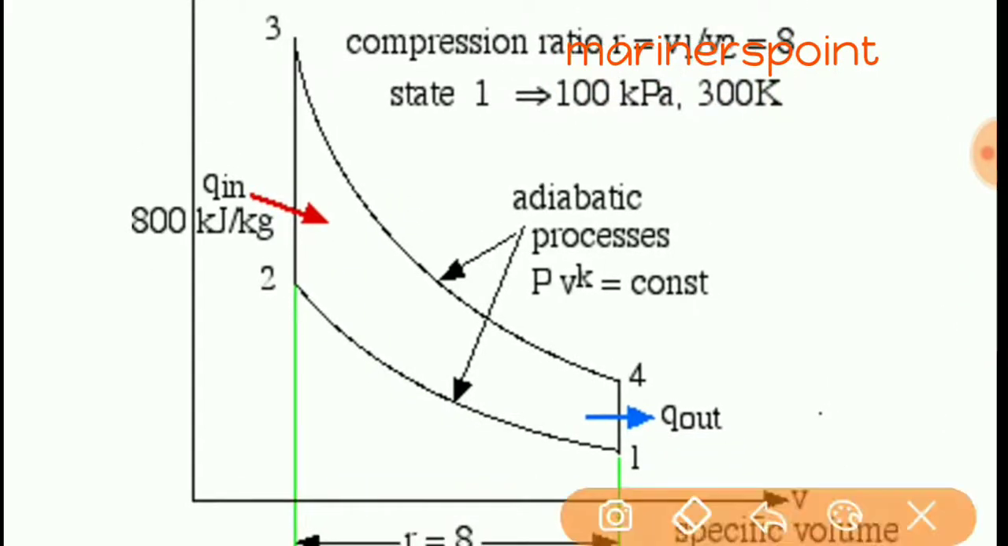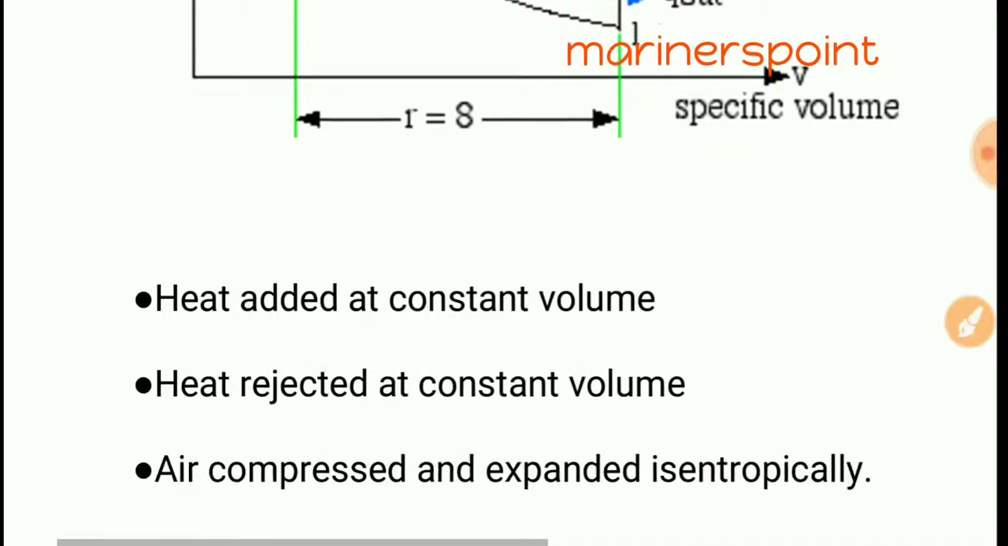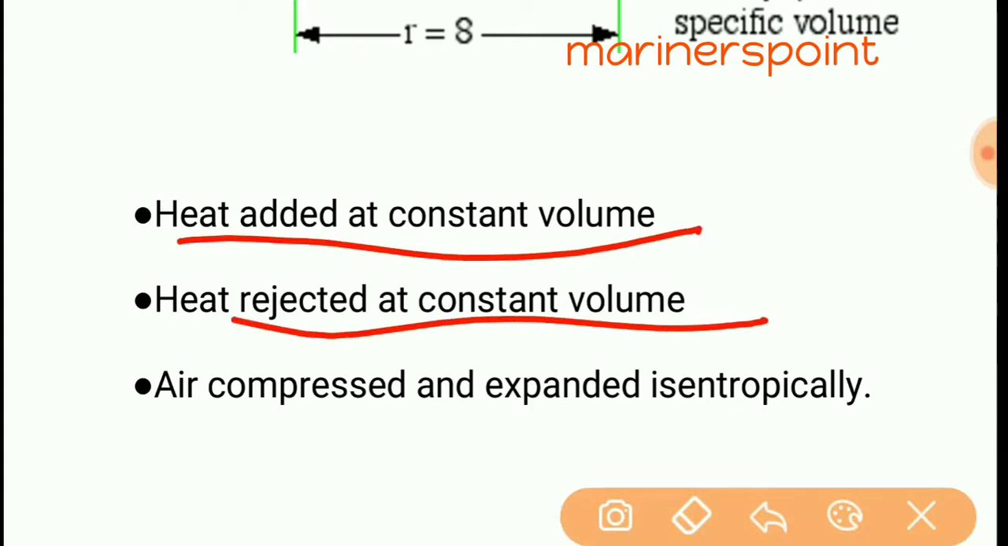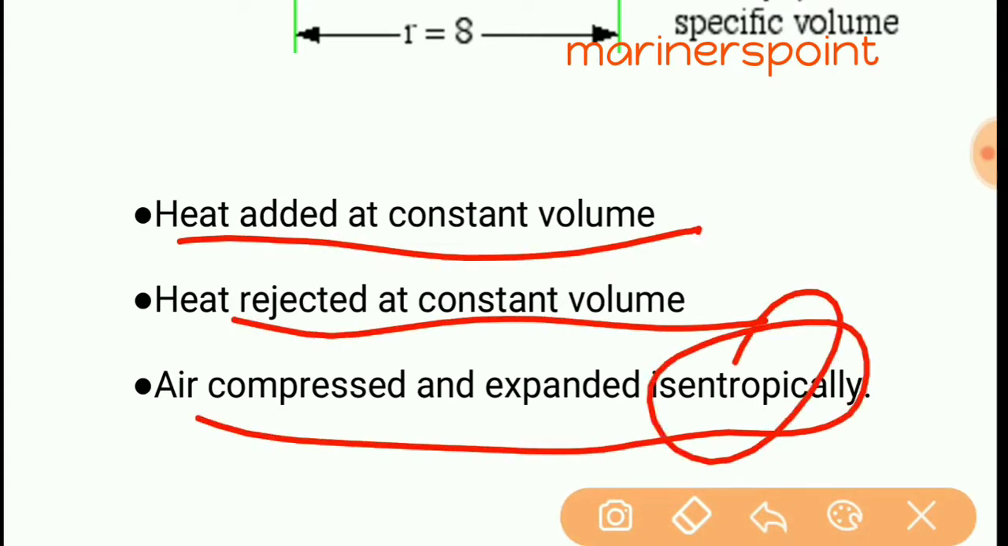The adiabatic process equation is this. Compression ratio you can remember as V1 by V2. Expansion ratio you know very well. You have to remember: heat added at constant volume, heat rejected at constant volume, air compressed isentropically.